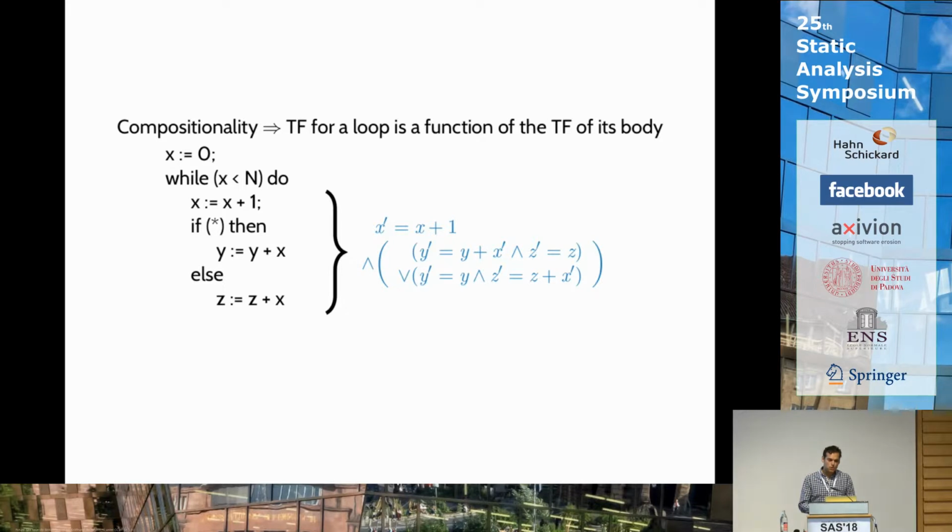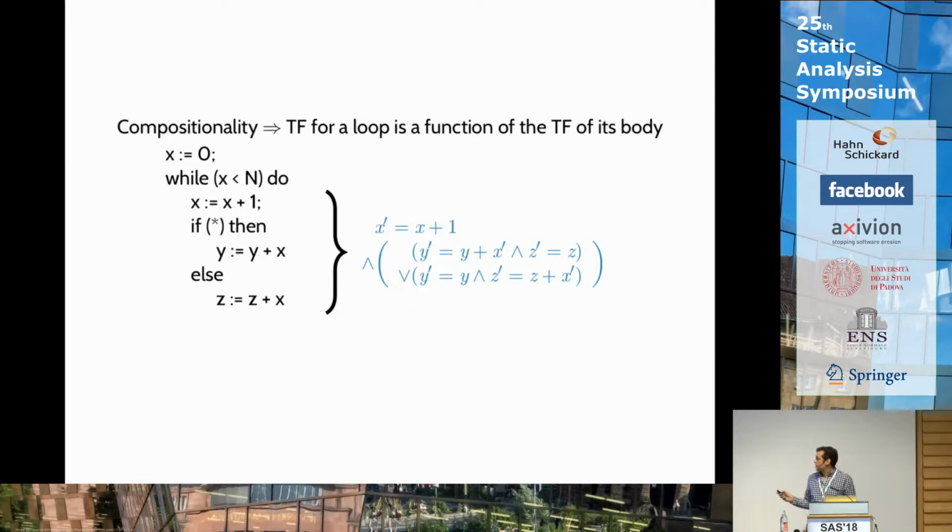Okay, so now we want to figure out how to compute transition formulas for loops. So the assumption of compositionality demands that a transition formula for a loop is computed as a function of its transition formula for its loop body. Right, so the input to my analysis is going to be a transition formula representing a single step of the loop, and the thing that I want to compute is a formula that over-approximates the transitive closure of that formula.